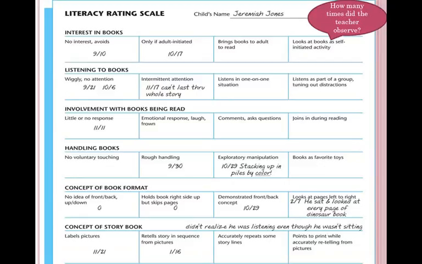So here's another literacy rating scale. How many times did the teacher use this rating scale?